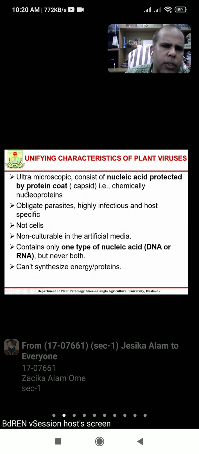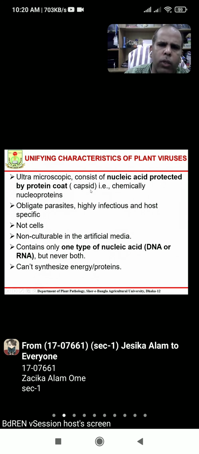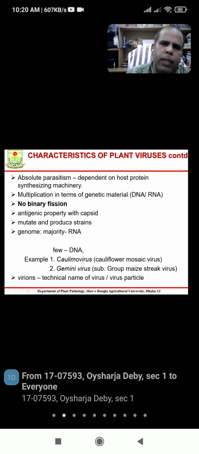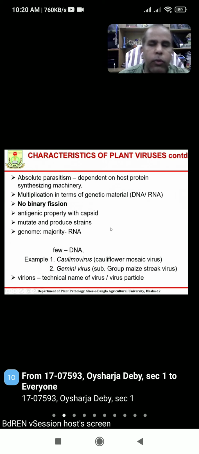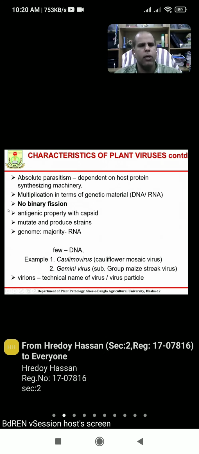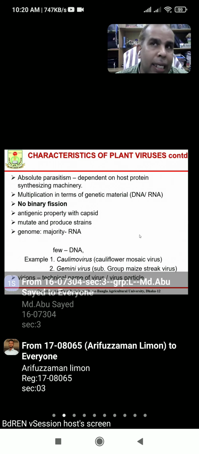This is capsid, the coat protein, also called the capsid. With this capsid, with this coat protein, the antigen is present. That is why we can also test it. We can also detect, or identify, the virus through the antibody test, because antigen can couple with the antibody. Mature, mutate and produce the strain.